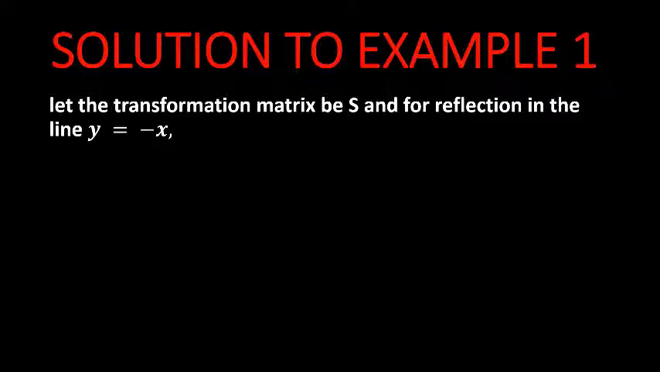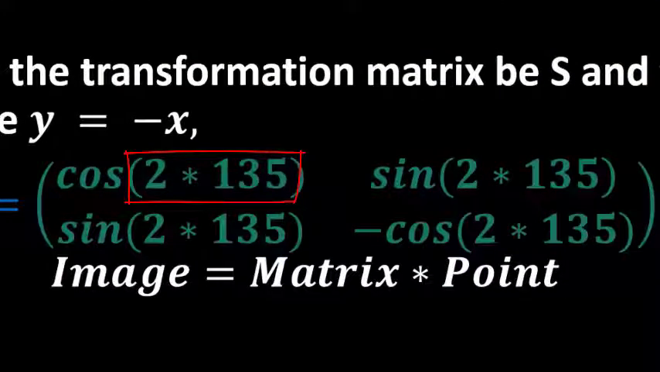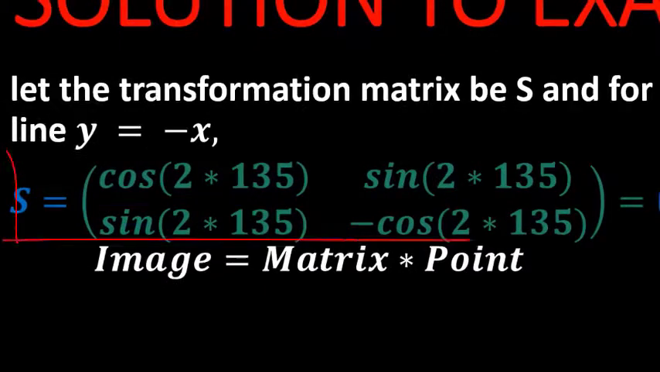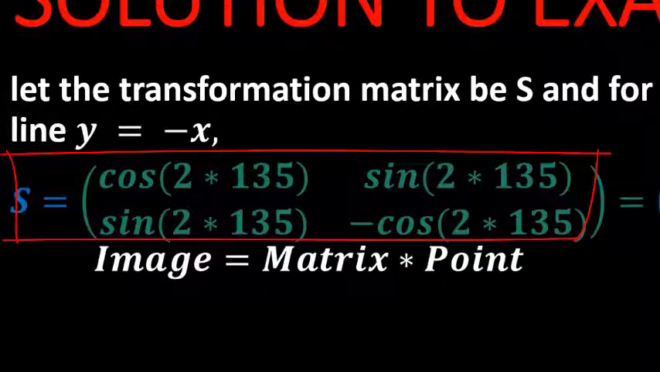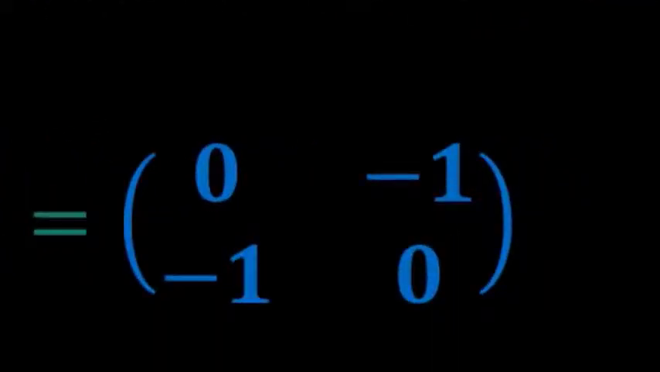135. So we know 2 times 135 gives us 270. So from our formula, cos 270, sin 270, sin 270, negative cos 270. When we work that, our resulting matrix will be 0, negative 1, negative 1, 0.